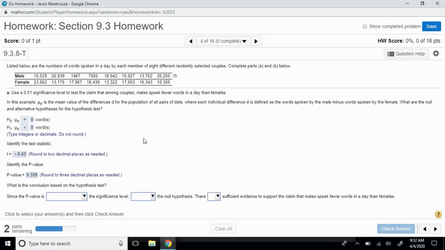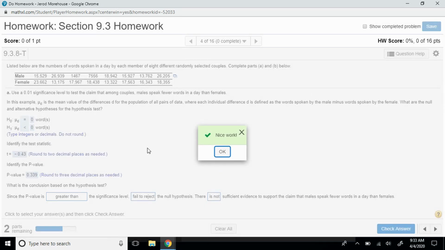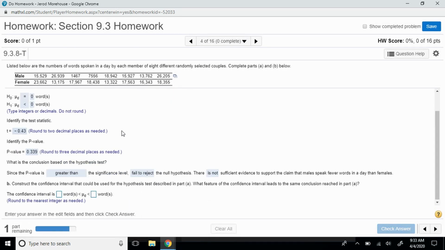Nice. And our p-value is greater than our significance level. They had a significance level of 1%, and we were at pretty much 34% for our p-value. So we're going to fail to reject the null hypothesis. There is not sufficient evidence to support the claim that males speak fewer words in a day than females. All right, let's check our answer, and we feel good about that.